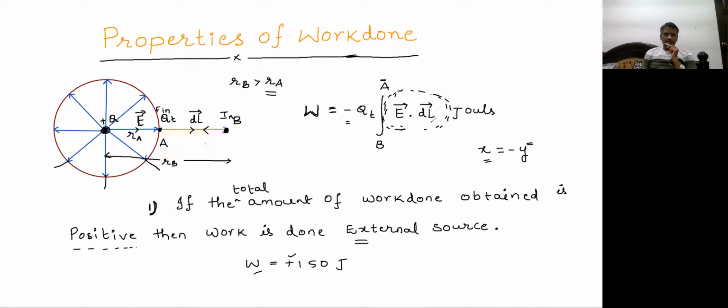So E dot dl with the smaller value, minus E dot dl with the point B substituted, which is a larger value. Anything smaller minus larger will always give a negative number. That negative, multiplied by minus QT, becomes positive. That's how the total work done W is a positive value. That means when the test charge QT is moved from B to A, in this B to A direction, the work is done by the external source.